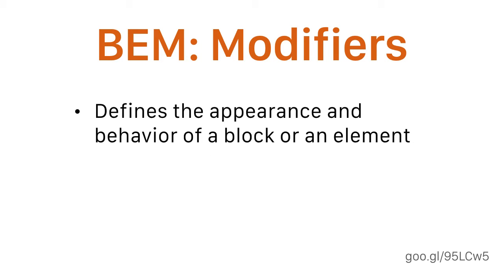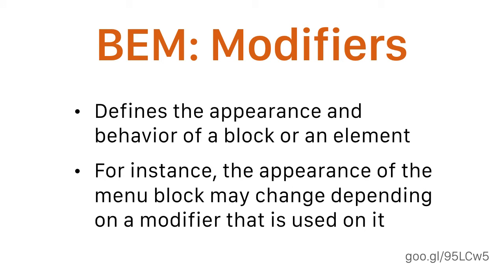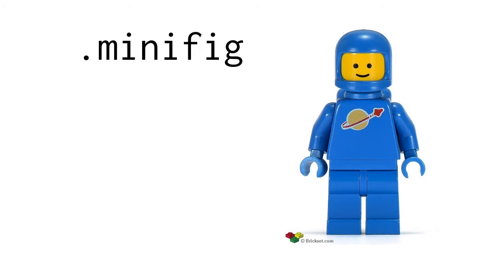And lastly, they have modifiers, which are, again, functionally equivalent to what Nicole called skinning. A modifier defines the appearance and behavior of a block or an element. For example, the appearance of a menu block might change depending on the modifier that's used on it. This is probably getting a little abstract, so let me step back and give you an analogy.